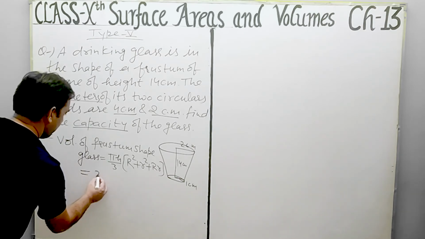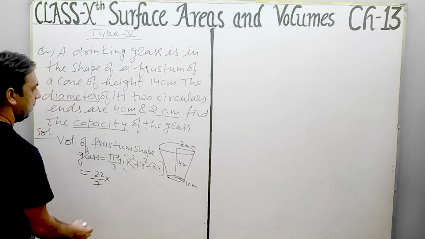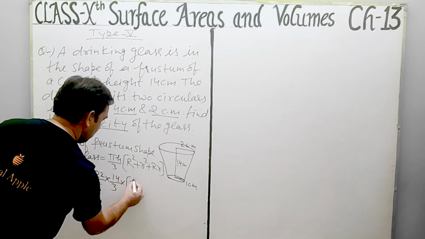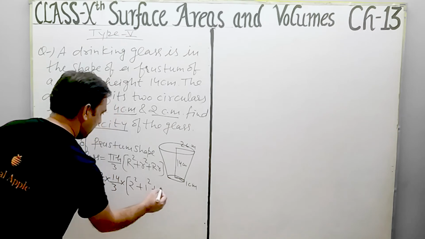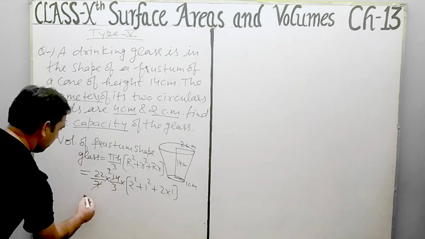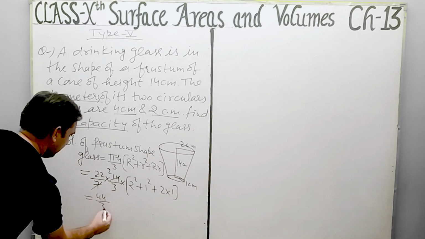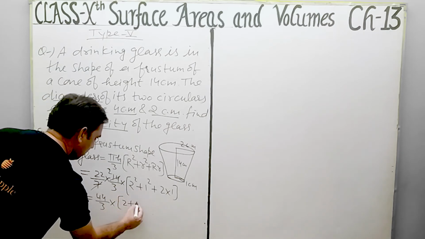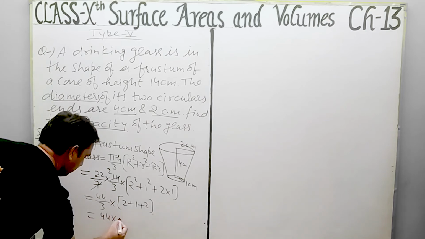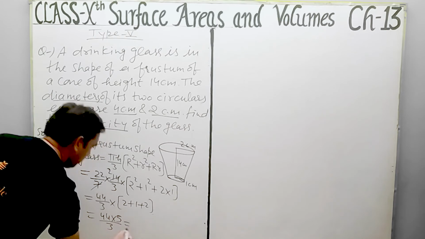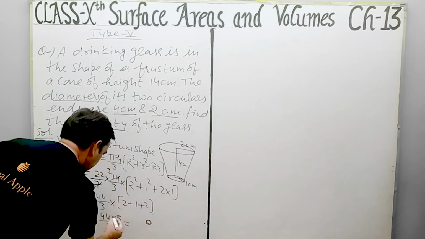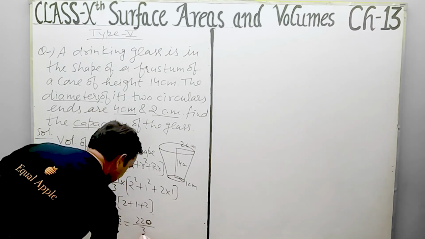And the value of pi, we are putting it 22 by 7 and the height is 14 and this is 3 and the capital R is 2 square, small r is 1 square, capital R into small r, 2 into 1. We can cancel out 7 2's are 14, it will be 44 by 3 and from here we will get 4 plus 1 plus 2, that is 7. So this will be 44 into 5 by 3. So we can find it, 5 4's are 20, 220 by 3.